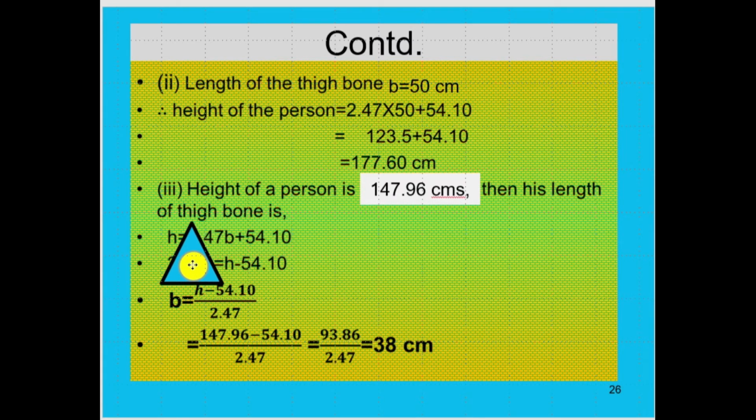Then his length of thigh bone is, now in the function height of the person h equal to 2.47b plus 54.10, h is given, b is to be found out. This equation now rearranged, 2.47b equal to h minus 54.10. Therefore, b equal to (h minus 54.10) by 2.47. Then h is 147.96, so (147.96 minus 54.10) by 2.47. On simplification, it comes out to be 38 centimeter.